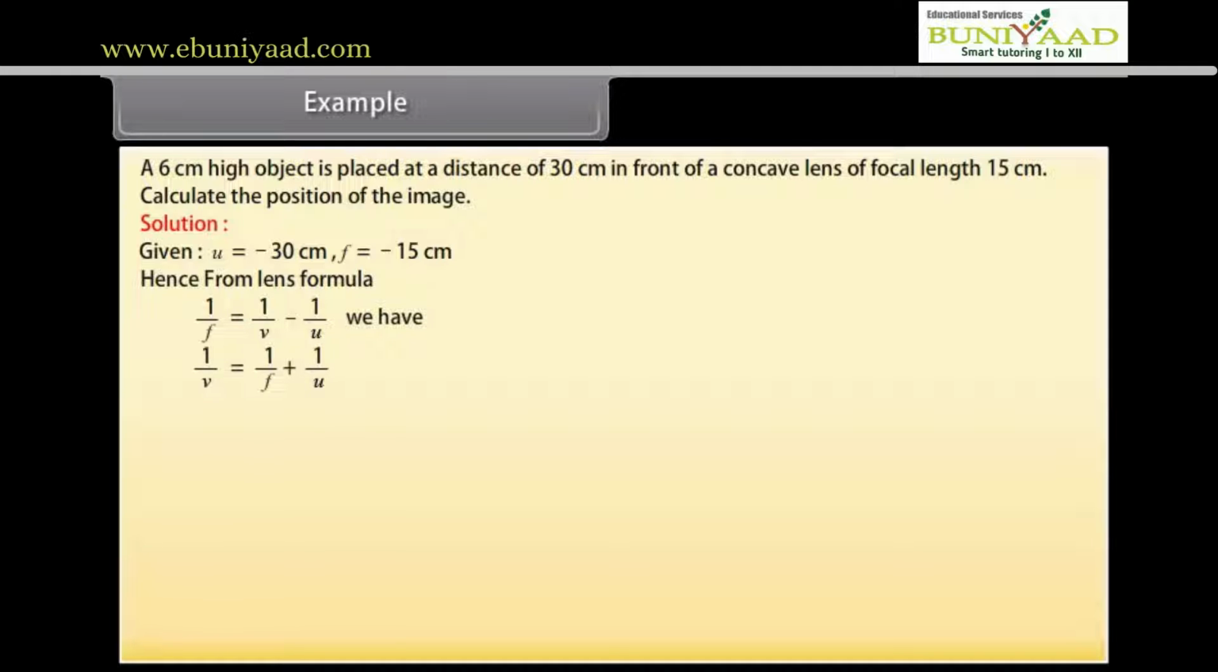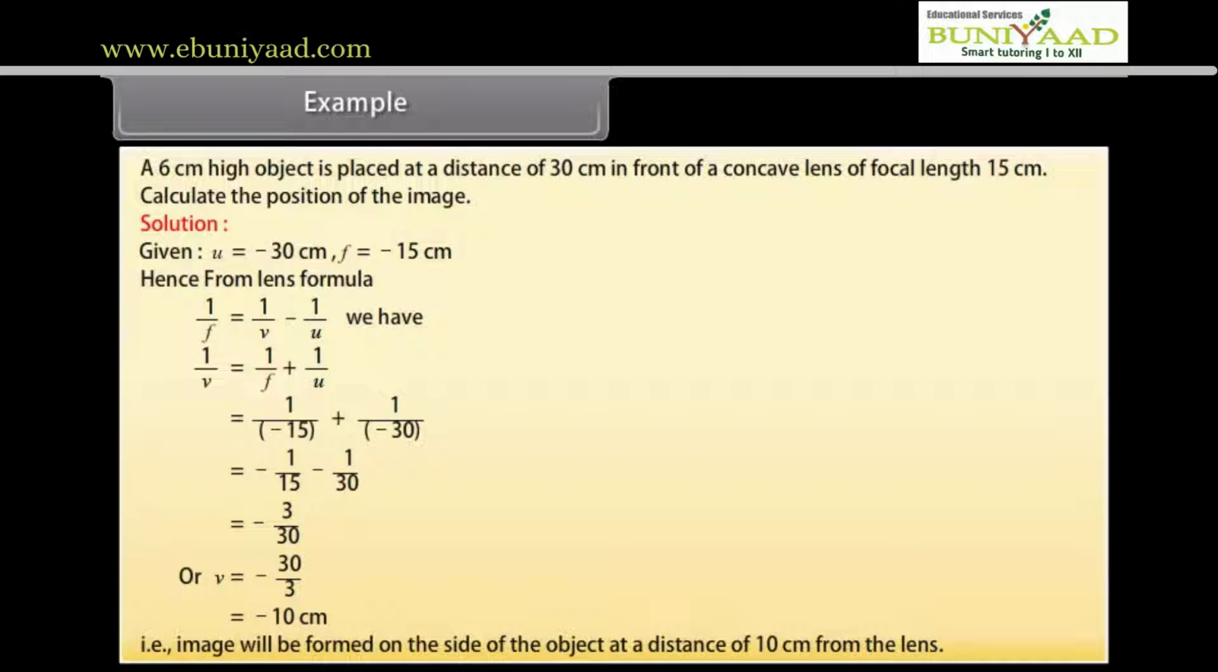We have 1 upon v is equal to 1 upon f plus 1 upon u is equal to 1 upon minus 15 plus 1 upon minus 30 is equal to minus 1 upon 15 minus 1 upon 30 is equal to minus 3 upon 30, or v is equal to minus 30 upon 3 is equal to minus 10 centimeters. That is, the image will be formed on the side of the object at a distance of 10 centimeters from the lens.